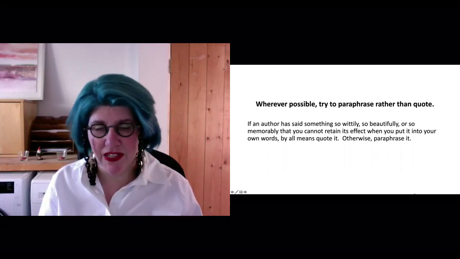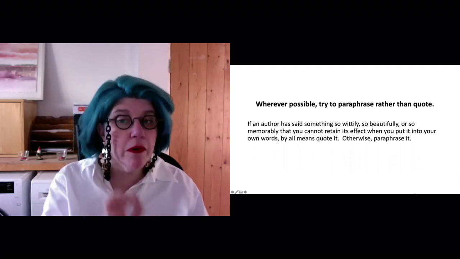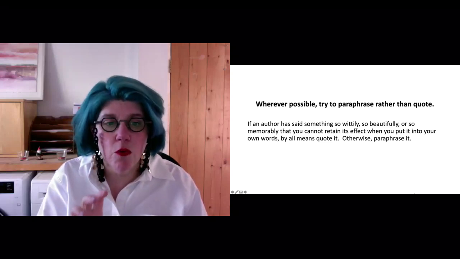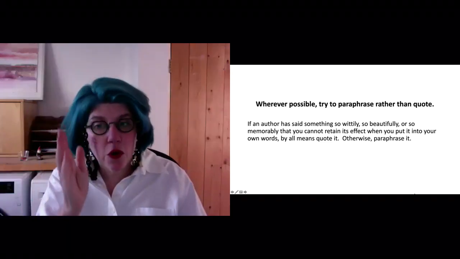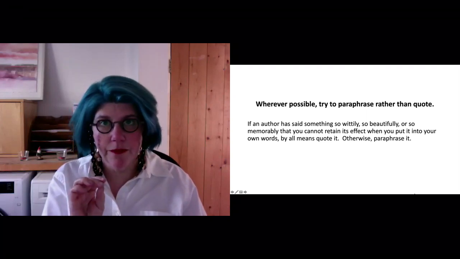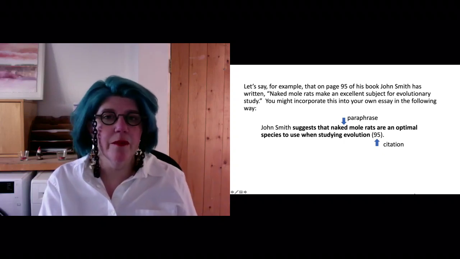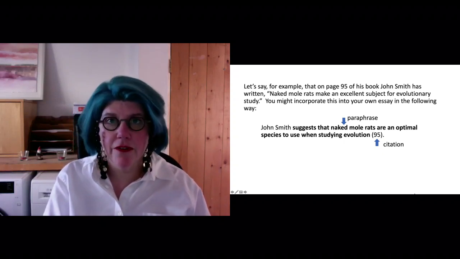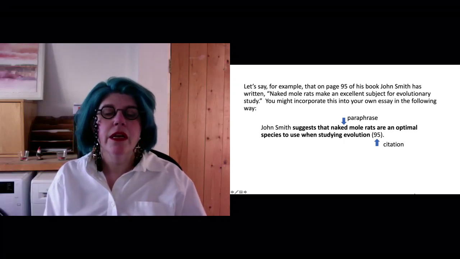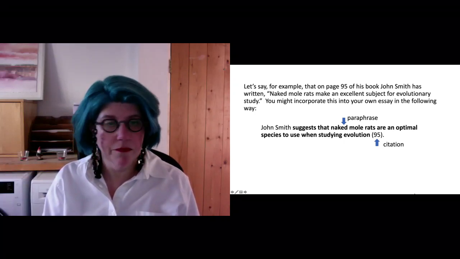If an author has said something so wittily, so beautifully, or so memorably that you cannot retain its effect when you put it into your own words, then by all means quote it. Okay, but otherwise paraphrase it. Let's say, for example, that on page 95 of his book, John Smith, that well-known critic, has written, "Naked mole rats make an excellent subject for evolutionary study."